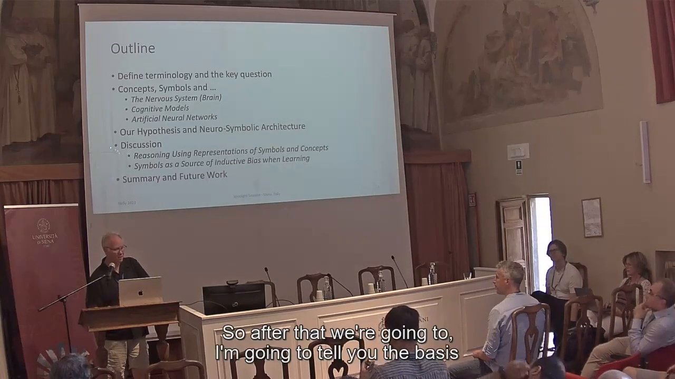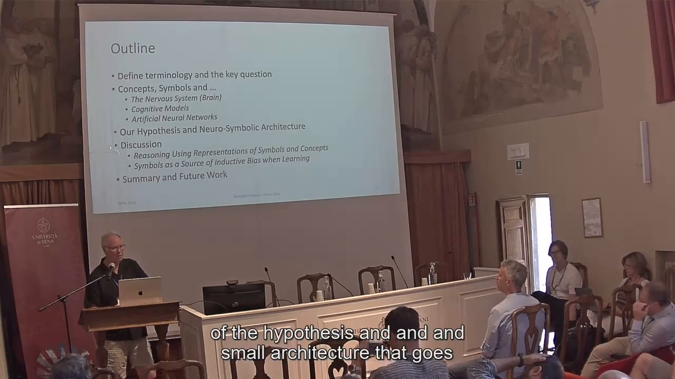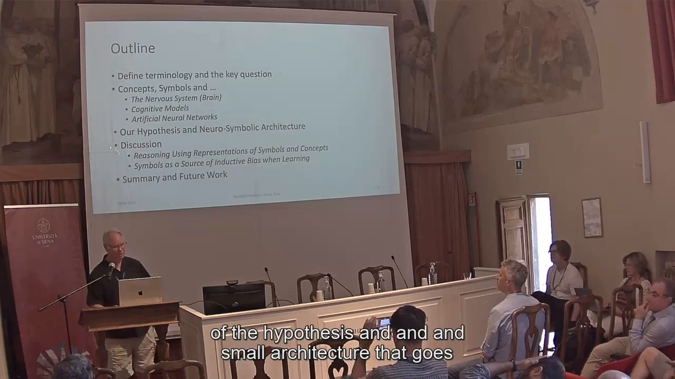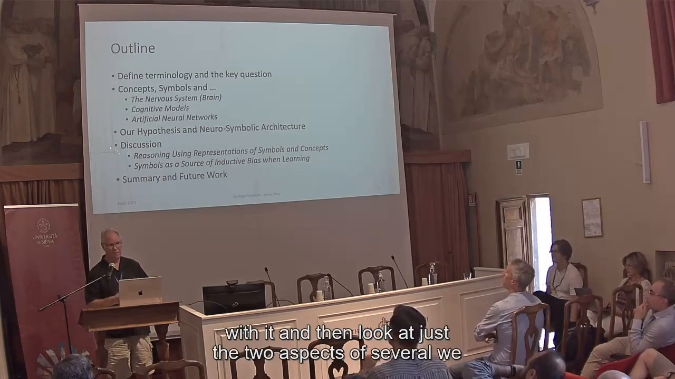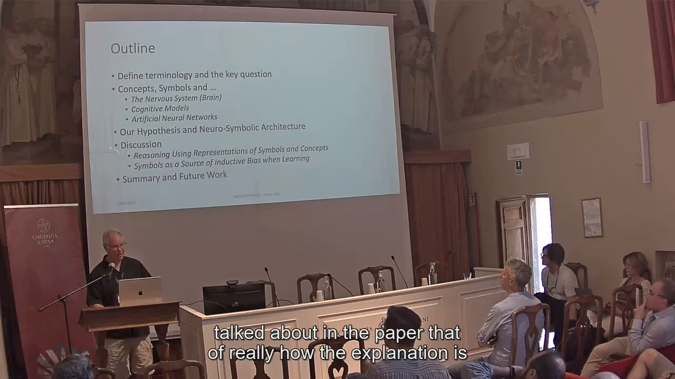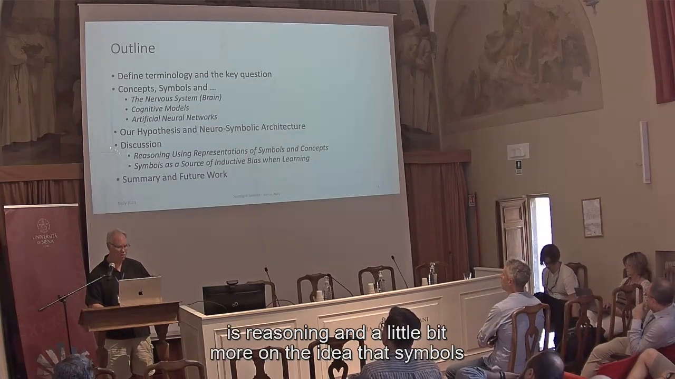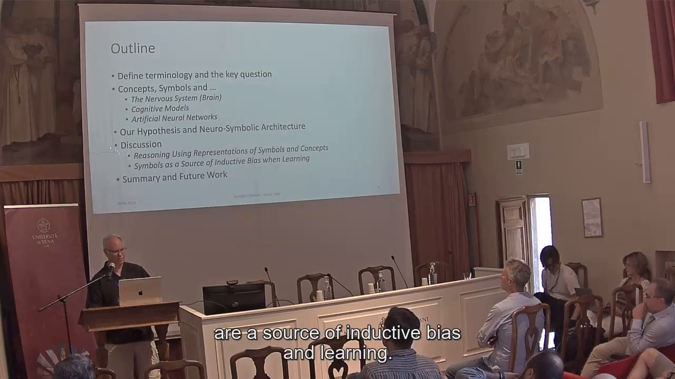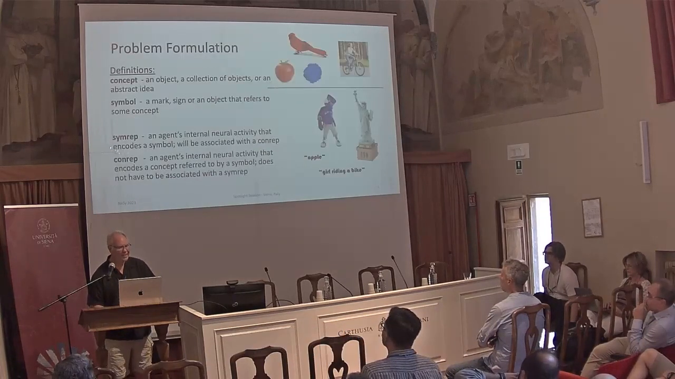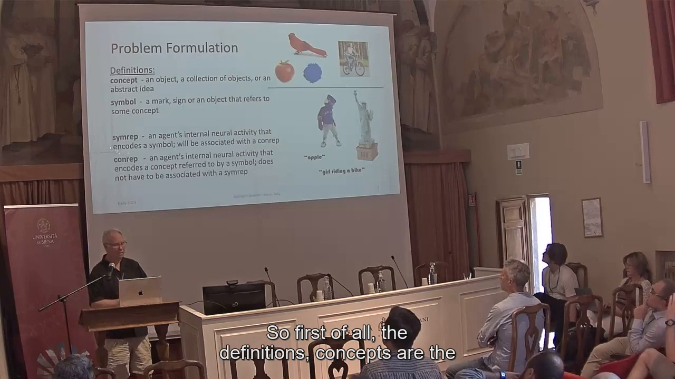After that, I'm going to tell you the basis of the hypothesis and a small architecture that goes with it, and then look at just two aspects of several we talk about in the paper: how explanation is reasoning, and a little bit more on the idea that symbols are a source of inductive bias when learning. So first of all, the definitions.